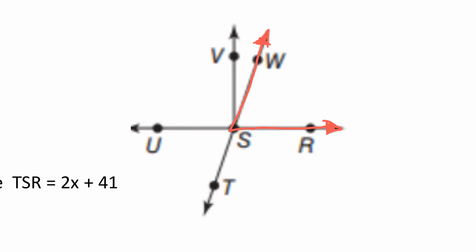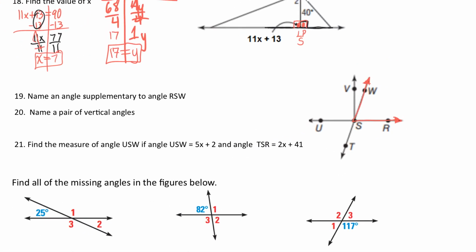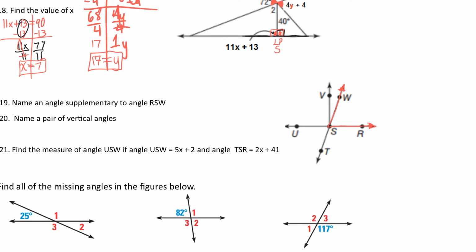Okay, I could have USW, that would work. Or what would be my other option? Or TSR. Either of those would be fine, because those two angles together, you can see right here, end up making a straight line, a linear pair, and that is supplementary. So we have two options here. You could have either angle USW, or you could have angle TSR, that work.